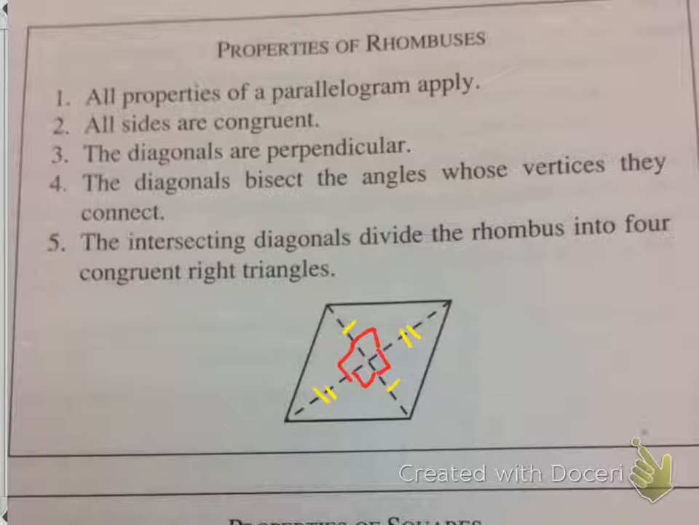Bisects angle. It means that the angles are cut in half. So this angle here, which I'll change colors, this whole angle here is cut into two equal angles on each side. That means it bisects that.